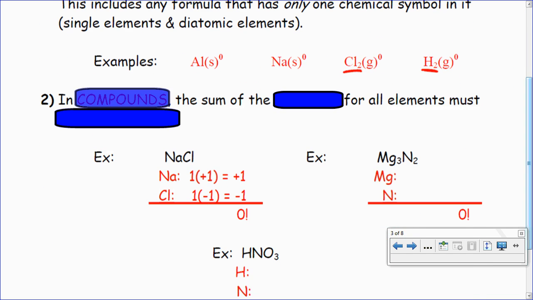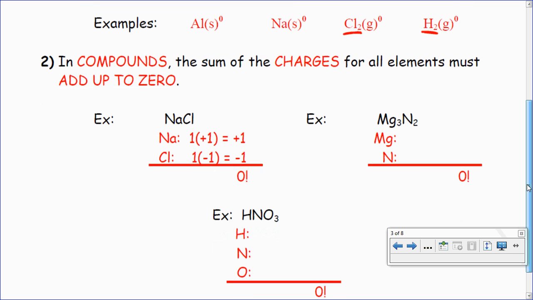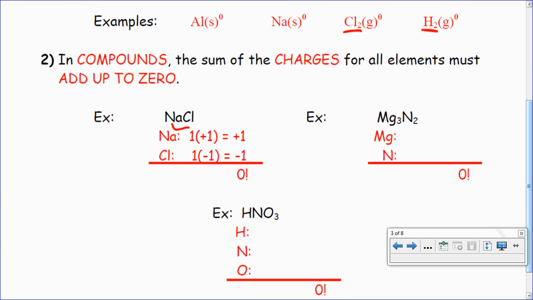In compounds, the sum of the charges for all the elements must add up to 0. For example, in sodium chloride, we have 1 sodium, which has a +1 charge. We looked it up on the periodic table, and you will need a periodic table to do this. So 1 times +1 is +1. There's 1 chlorine there. Its charge is -1 off the periodic table. So +1 and -1 gives us 0. That's good. Let me get my periodic table here so we can do some more.